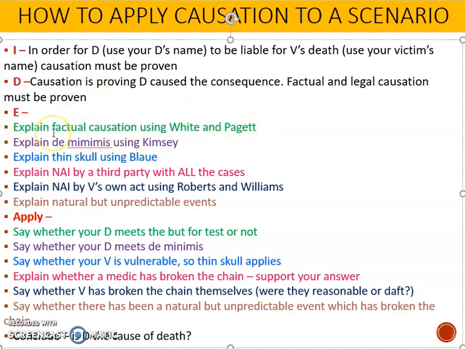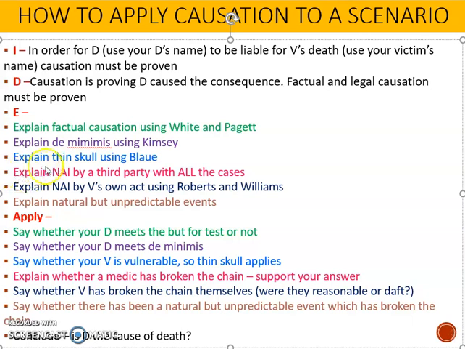So you're going to say, firstly, we need to prove factual causation using the but-for test. It wasn't met in White because she would have died anyway, but it was met in Paget because she wouldn't have died but for being used as a human shield. We then explain de minimis using Kimsey. So we say the next step is the de minimis rule, where minimal causes may be discounted. Kimsey says there must be more than a slight or trifling link. We then go on to thin skull using Blau, that you've got to take your victim as you find them. So if they've got anything unusual about them that makes them more vulnerable, that's just tough on the defendant. They have to accept that.